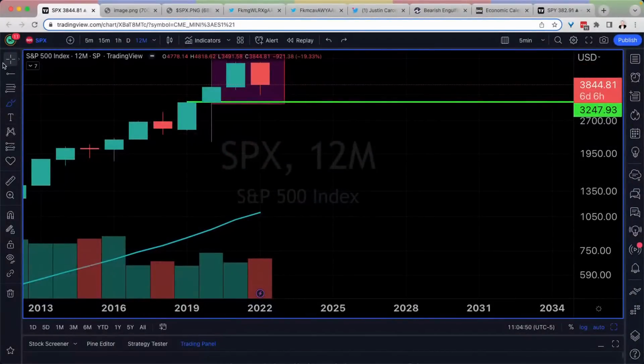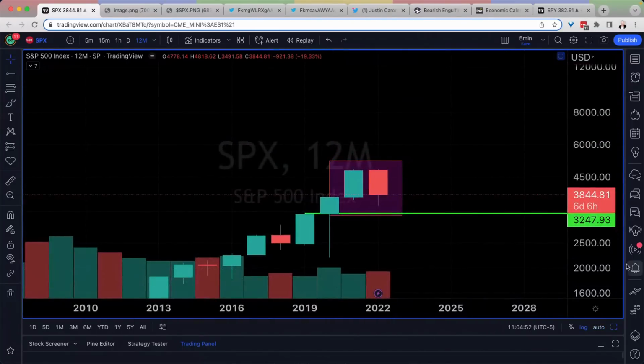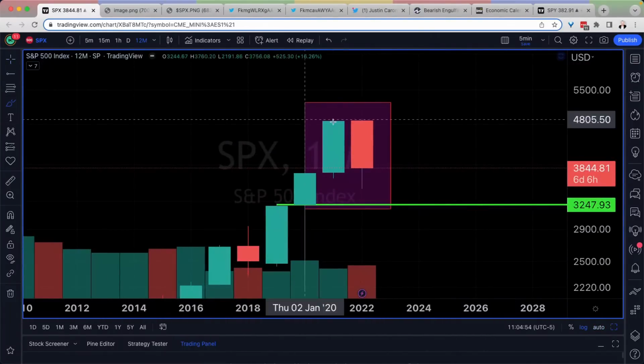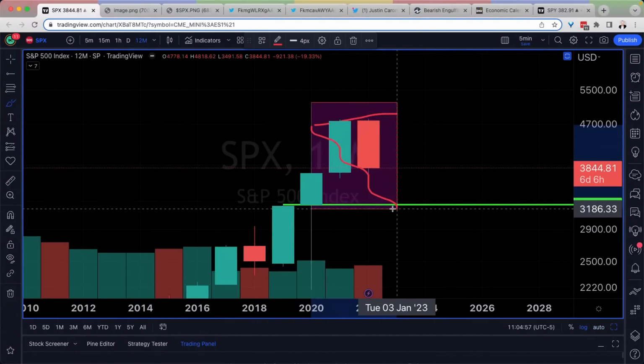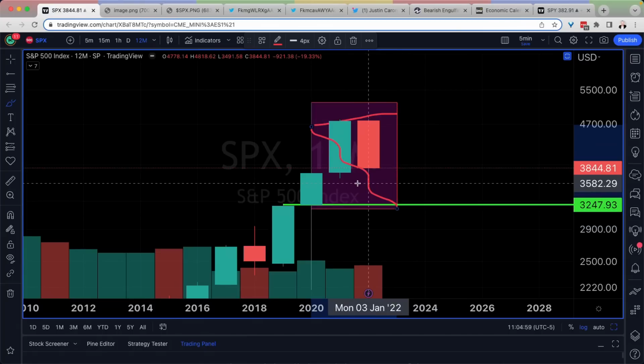And as we're looking here, we're looking specifically at this pattern, which is a bearish engulfing pattern, which means that we form a higher high and a lower low. And that is how we form the bearish engulfing candle.